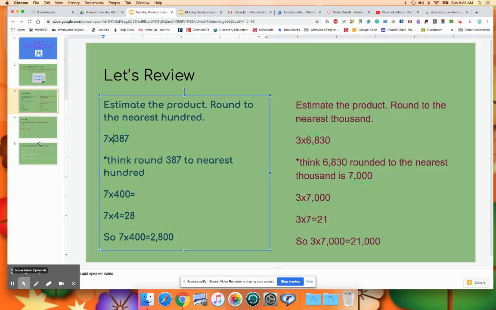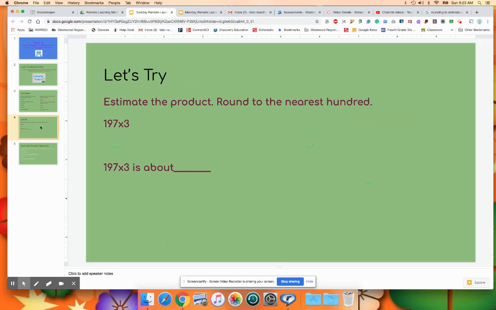So let's go to our next slide. Okay, so estimate the product, round to the nearest hundred. So you might see it presented to you like this today. So we have 197. I'm going to round that to the nearest hundred. Use my strategy. I go to my hundreds place. I draw my arrow to the neighbor. What does the 9 do to the 1? Bump it up or leave it alone? It is going to bump it up.